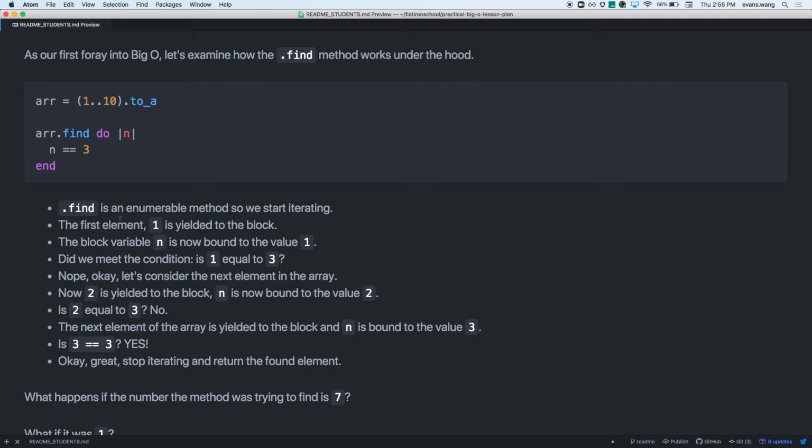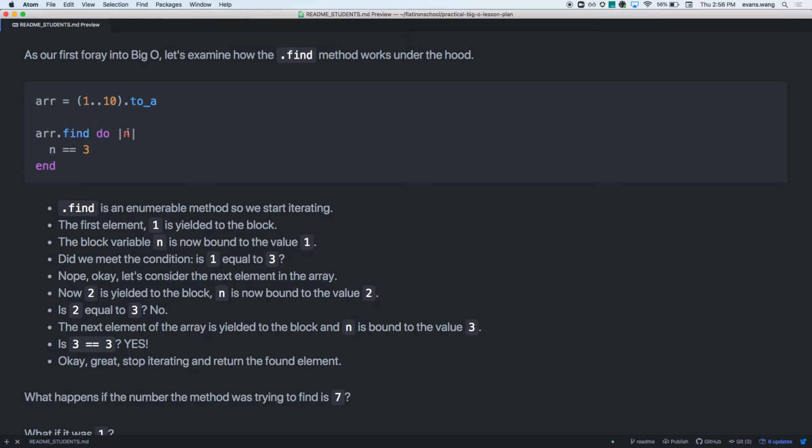The first element is 1, and that's yielded to the block. The block is this right here, the doing n. So now n is 1, that's the first element. Did it meet the condition? Is 1 equal to 3? n is now 1, and it interpolates it here: is 1 equal to 3, true or false? False. And so then it runs back into the iterator.